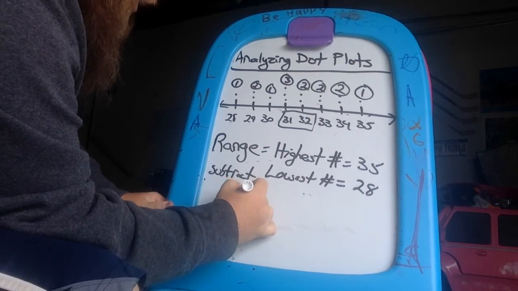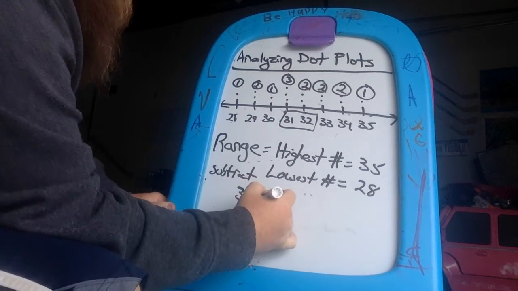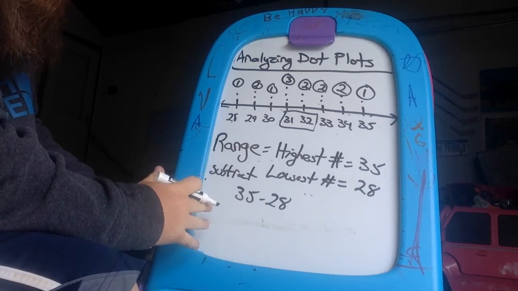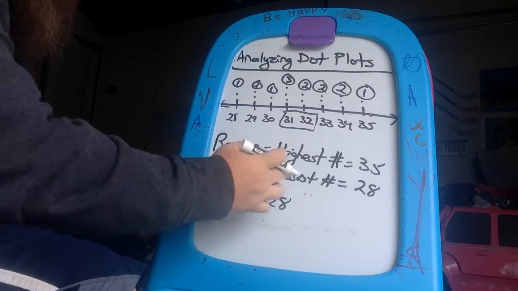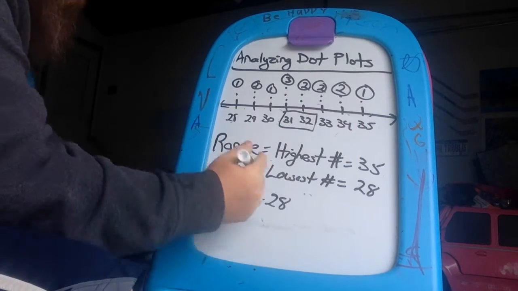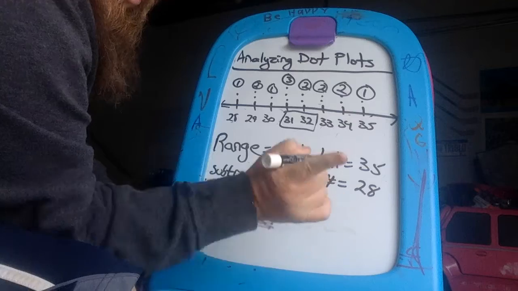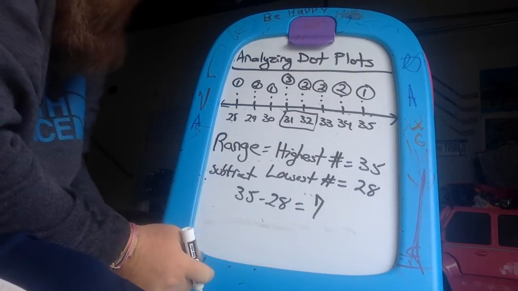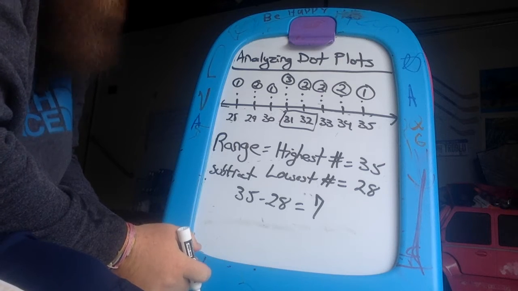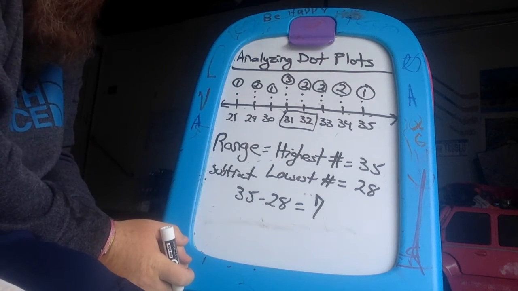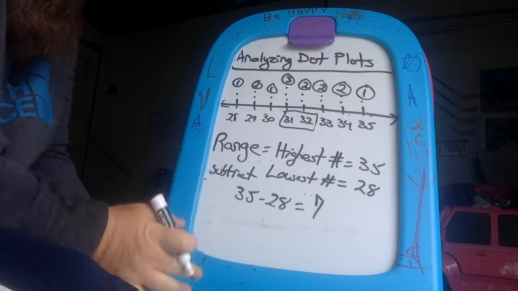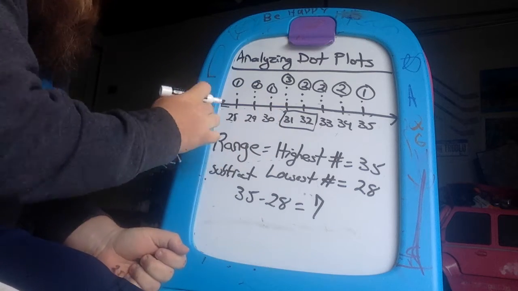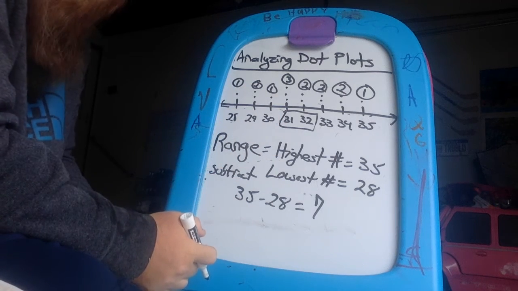So I'm taking 35, which is my highest, minus my lowest number, which is 28. Very simple. Make sure they're lined up. Obviously, you don't want to do the smaller subtracted by the bigger. You're taking the larger number subtracted by the smaller number, and the range is going to come out to 7. Very good. Okay, that's all you're expected to do when you're asked to find the range, is to take the highest number of the dot plot and subtract it by the lowest number of the dot plot, and that is done. So again, the range was 35 minus 28, and you get a final answer of 7.